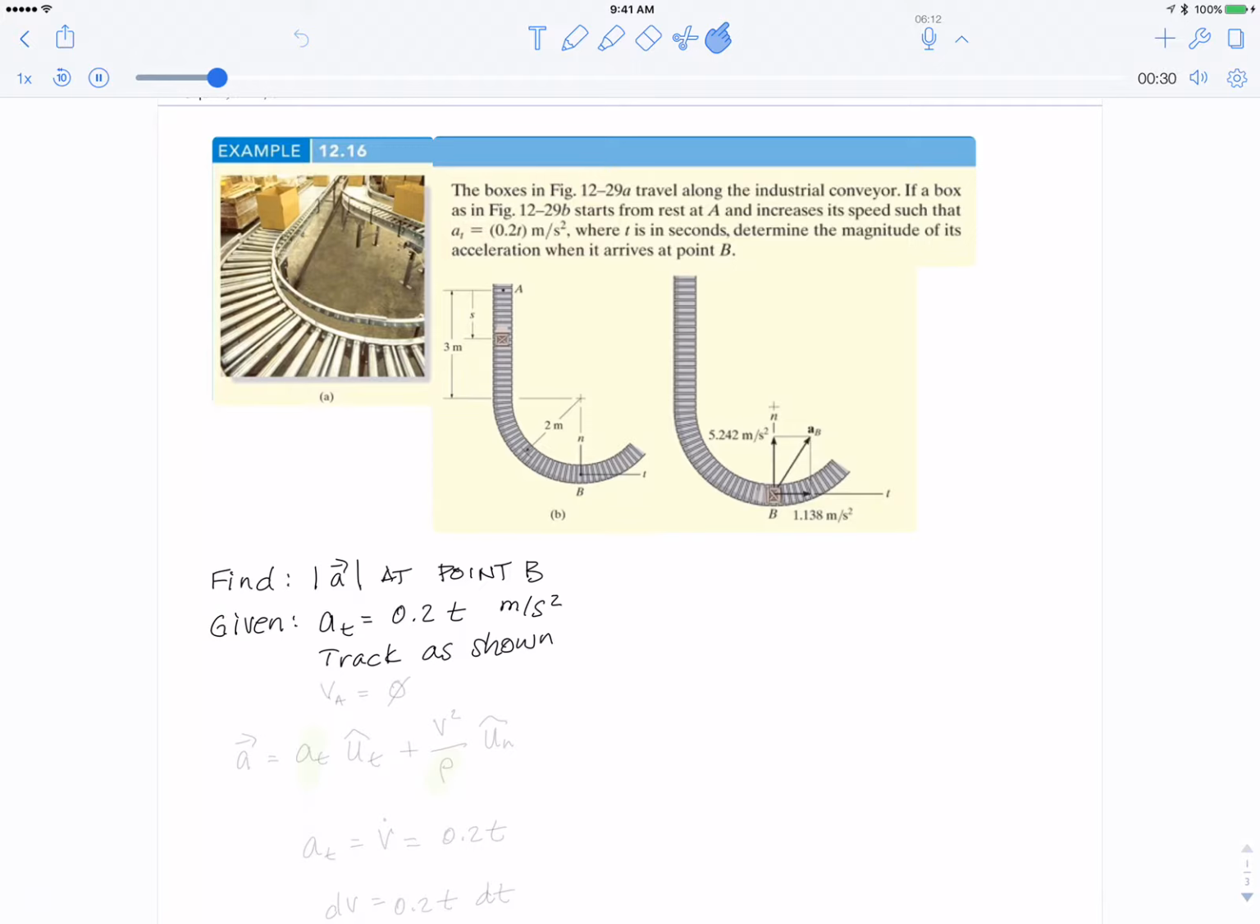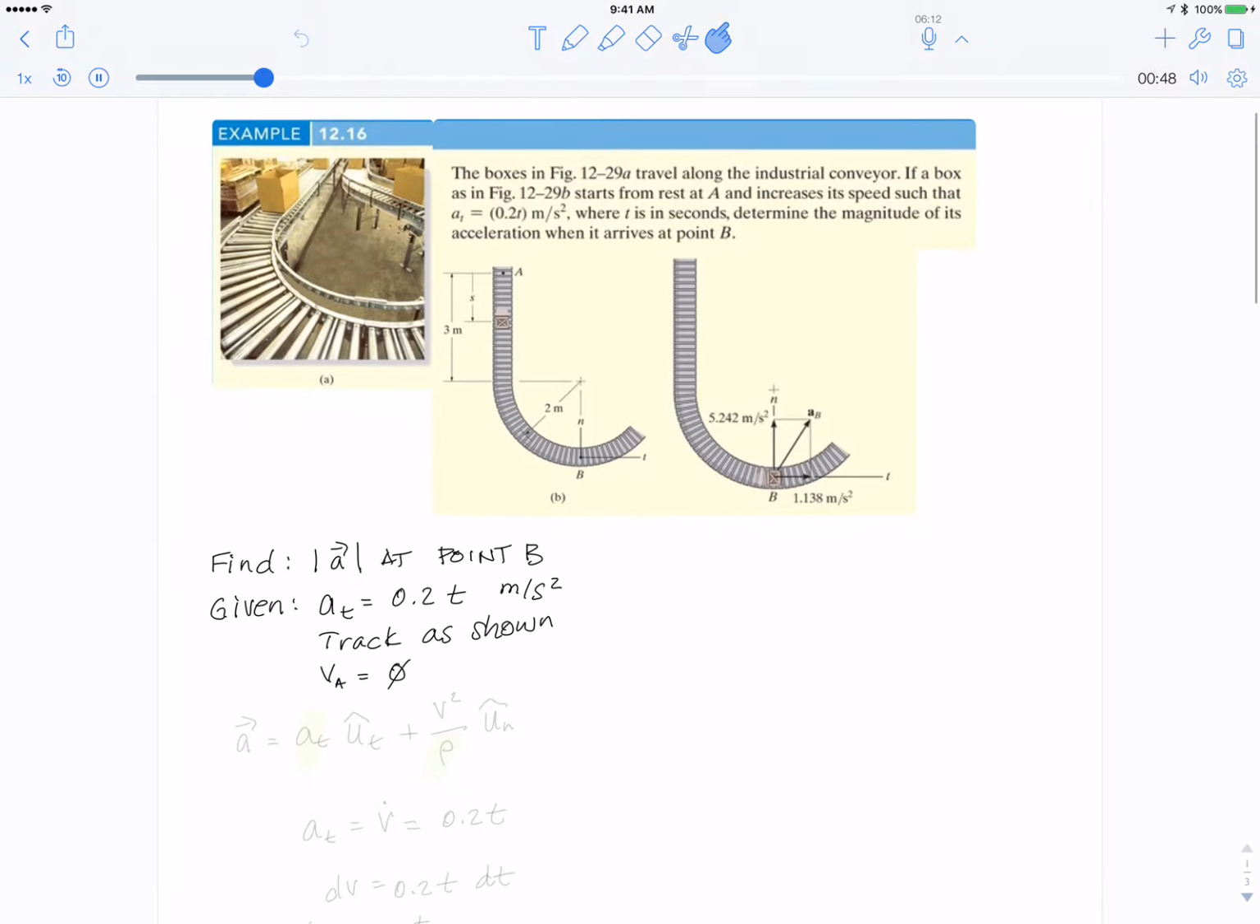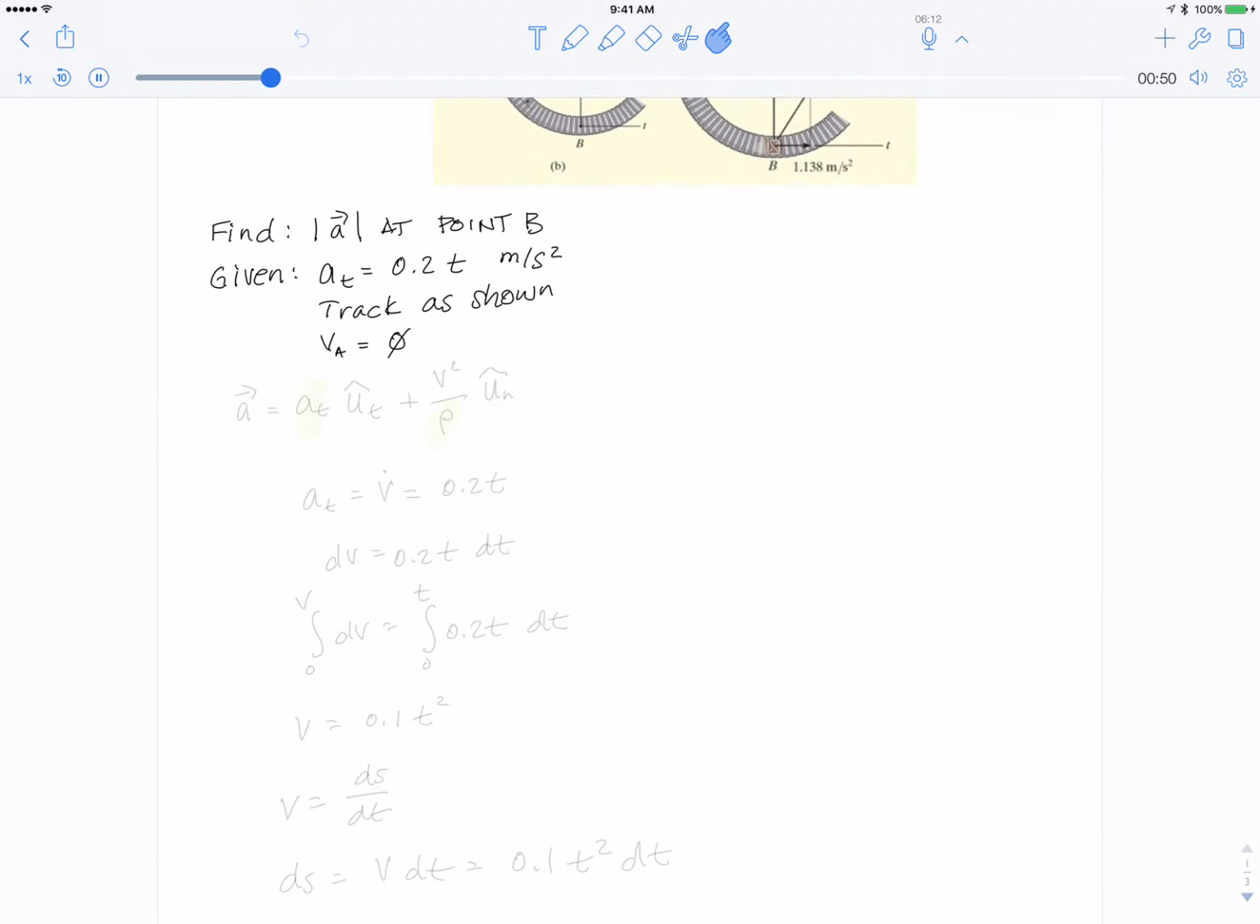We're given that this tangential acceleration is 0.2 times t meters per second squared and is traveling along the track as shown. We're also given that it starts from rest at point A, so that means v at A equals 0. The acceleration in normal coordinates is the tangential acceleration times the tangential unit vector plus v squared over r, or rho, in the normal direction.